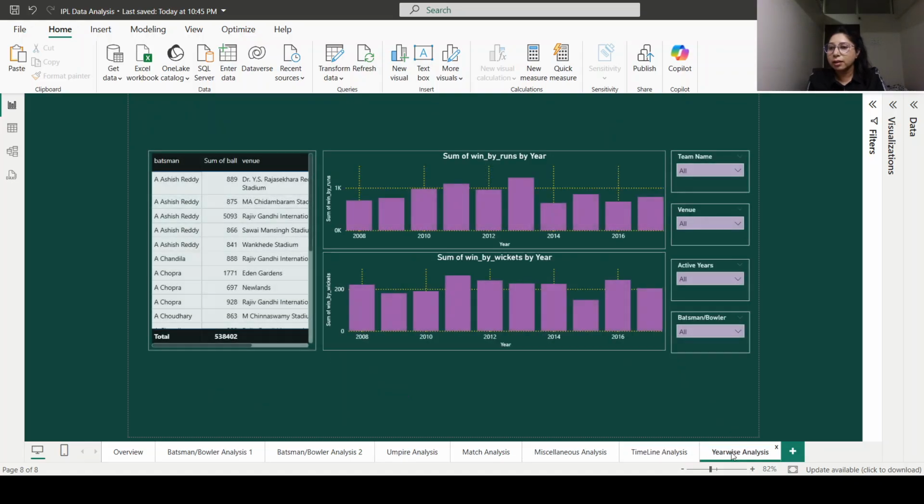Then there is some year-wise analysis, again some of the wins by runs and by wickets, and for all of them we have slicers to further segregate and understand the data with more granularity.